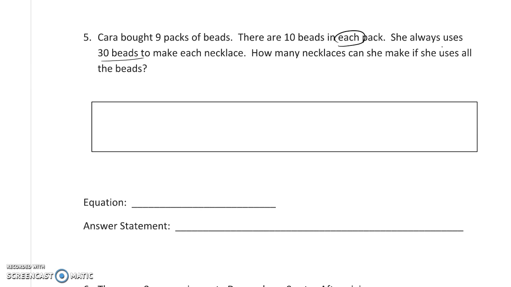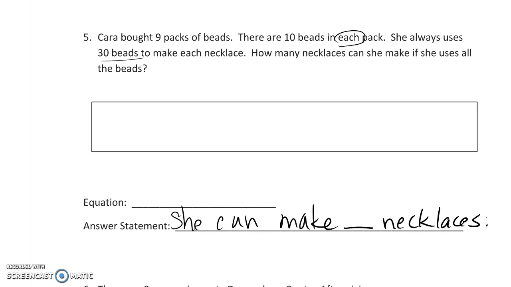Okay, now, I know I've got 1, 2, 3 numbers in here. This could be a 2-step problem, because normally they give us 2 numbers, right? And we can just go for it. So we're going to have to do a couple steps here. So let's make sure we write our answer statement so we figure out the right answer. How many necklaces can she make? So she can make blank necklaces.